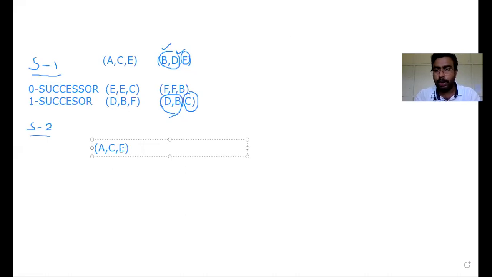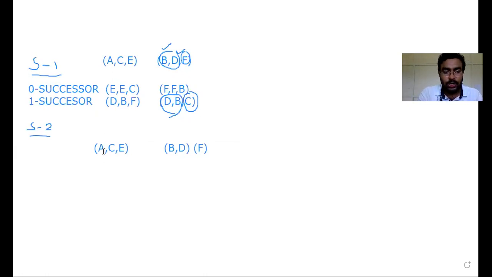So ACE will not be partitioned, but the zeroth successors of BDF are in the same group. But when you go for the one successor, the one successors of B and D are in one group, and the one successor of F is in the other group. That's why BD will be kept in one group, and F will be separated as a separate group for your second step.